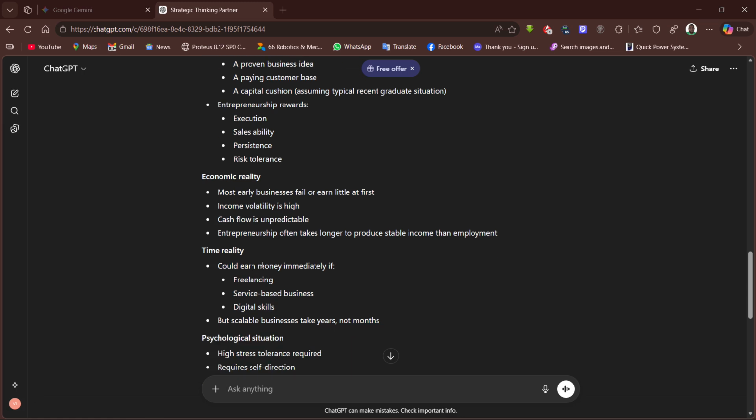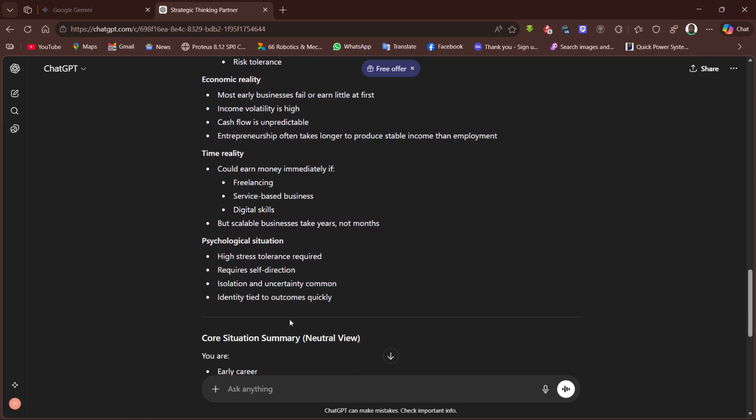Time reality: you could earn money immediately if freelancing. Service-based businesses, digital skills, but a scalable business takes years, not months. Psychological situation: high stress tolerance required, requires self-direction, isolation, and uncertainty. Common. Identity tied to outcomes quickly.